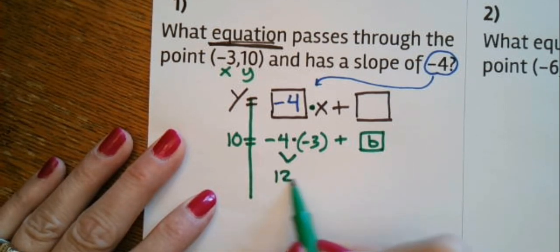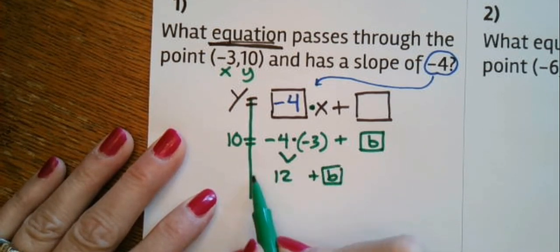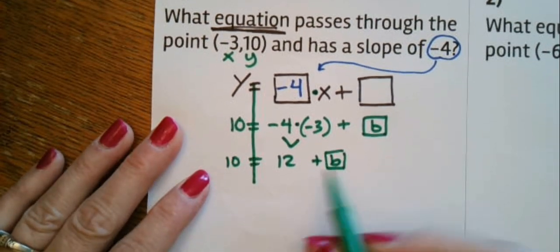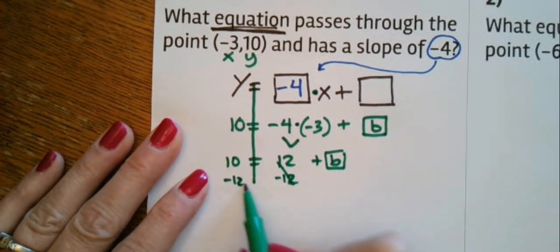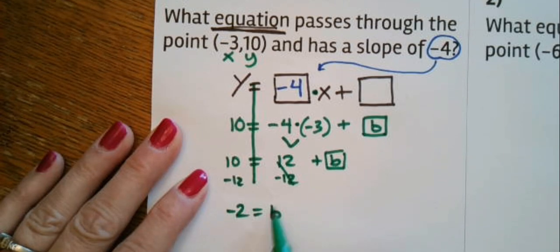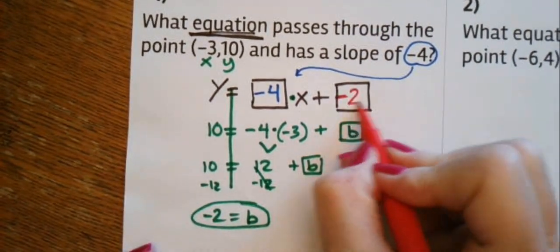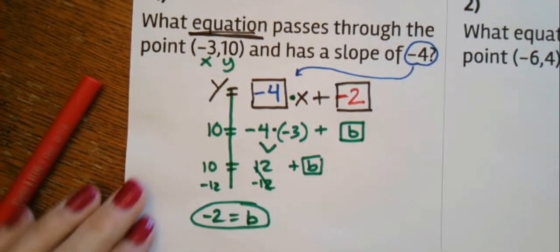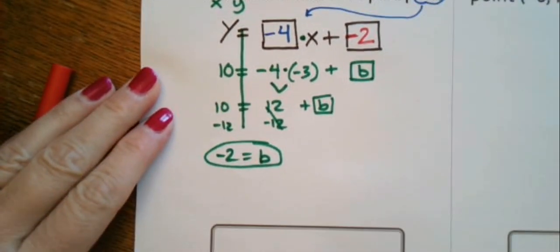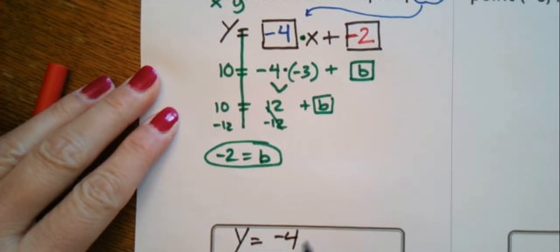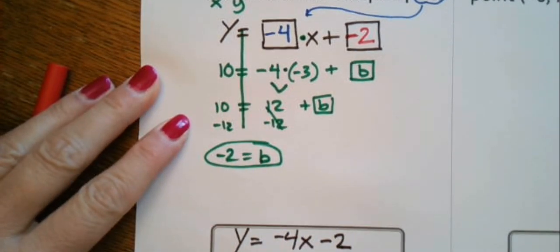Well, if I multiply, this is going to be 12 plus b. And then if I want to get b by itself, I take away the 12. Negative 2 equals b. I've solved it. So I now know that b is negative 2. So that means that the equation of this line is y equals negative 4x minus 2.